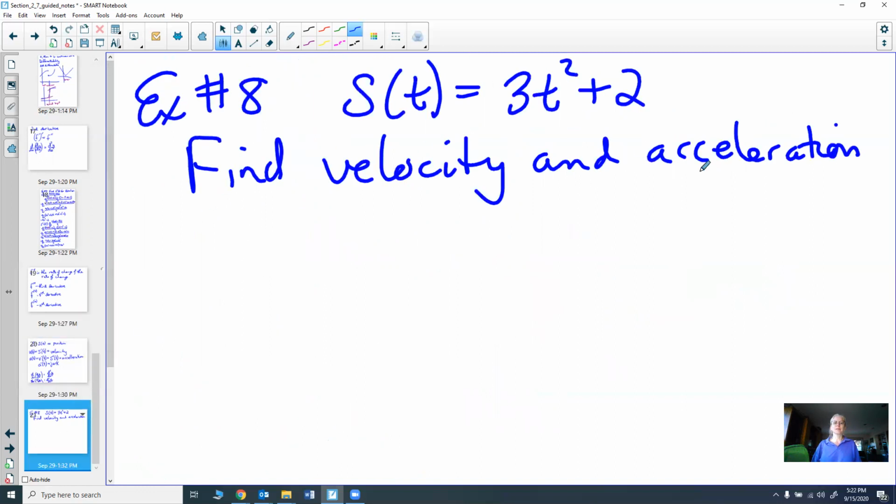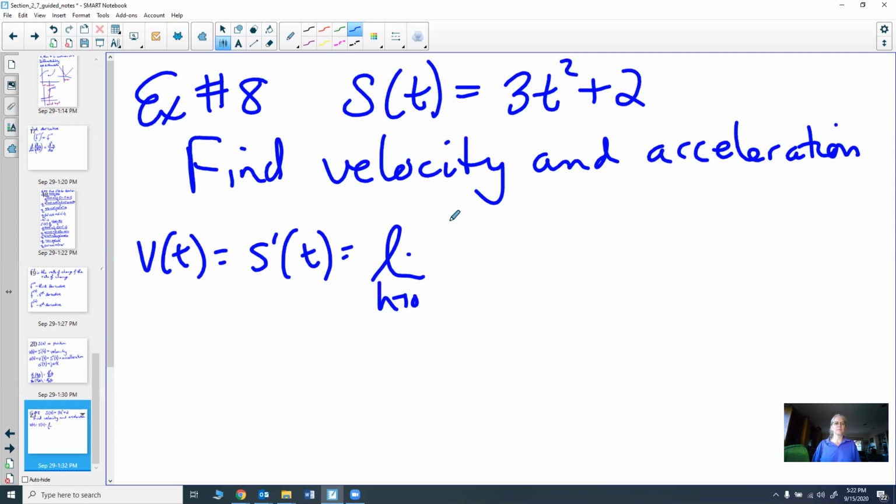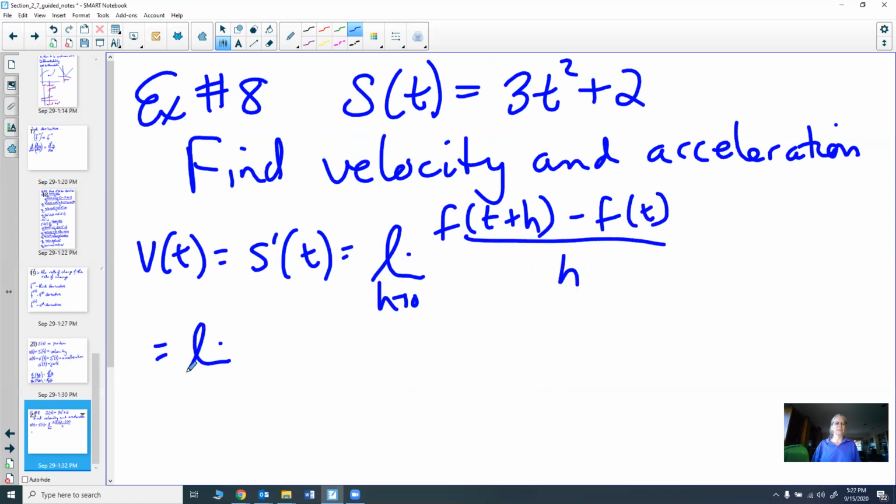Let's find the velocity and acceleration of this position. So remember, velocity is the derivative of position. So it's the limit as h goes to 0 of f of t plus h, because we're dealing with time, minus f of t all over h. So that's the limit as h goes to 0 of, and we're not using f, we're using s actually. So let's go ahead and change it to an s, just to make life a little bit nicer for you.